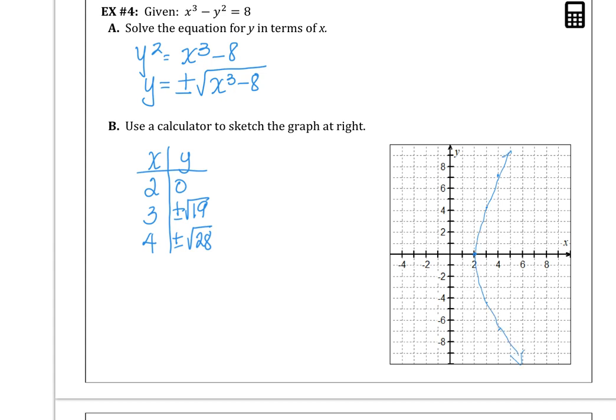And it's going to be a branch that goes off this way in both directions. So we know x cubed minus 8 has to be greater than 0. X cubed has to be greater than 8. So x has to be greater than or equal to 2, because we can't have a negative under the radical.